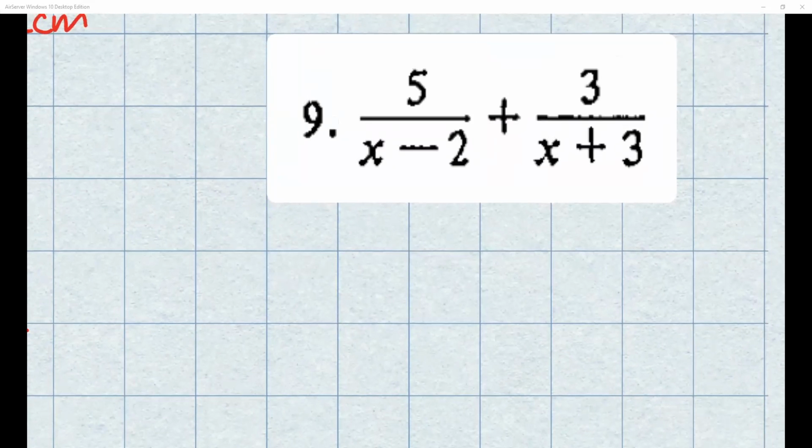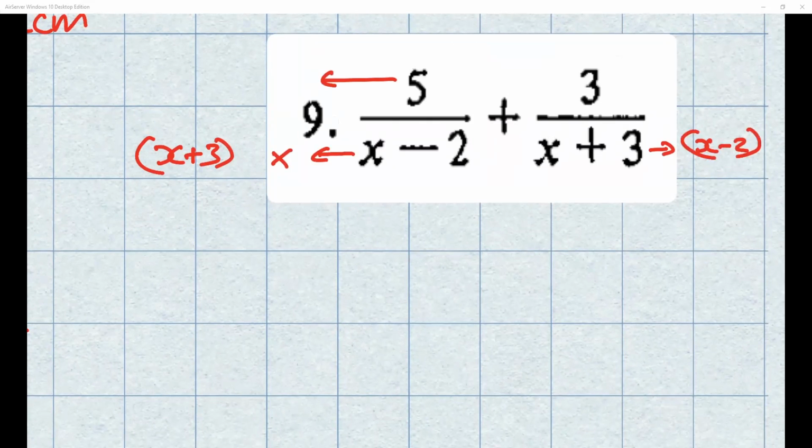So Salih, go. For 5 over x minus 2, we times that by x plus 3. And for the other one, for 3 over x plus 3, we have to times by x minus 2 for the numerator, and the denominator. Okay, we're doing that nice and quick.